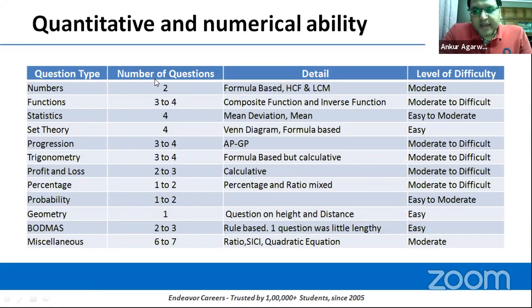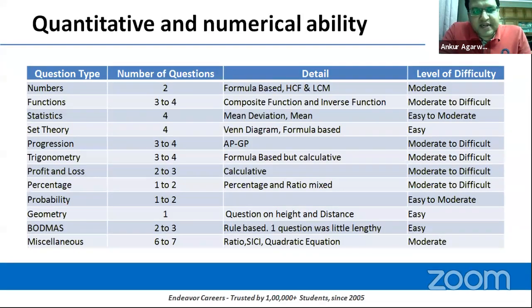So, quant, quantitative and numerical ability had totally 40 questions. A suggested time for this particular section was around 35 minutes. Of all the 3 sections, this is definitely a section which appeared to be slightly on the difficult side.